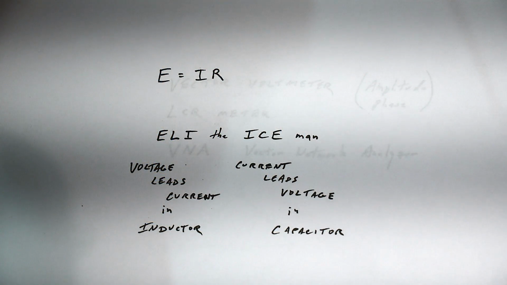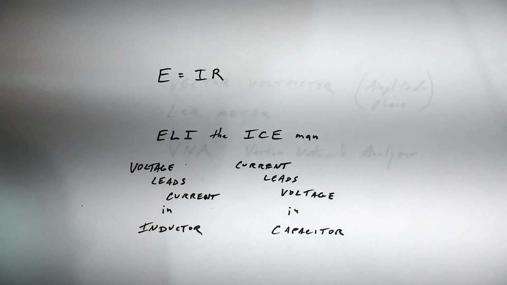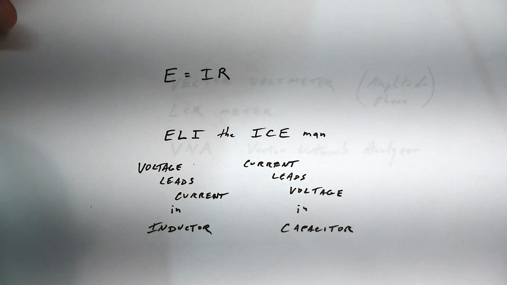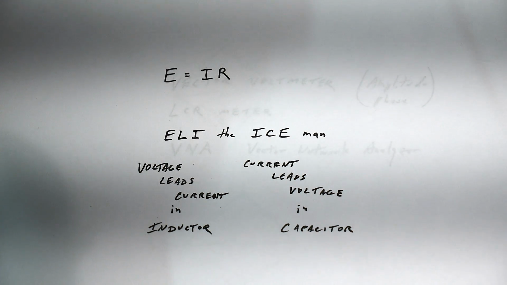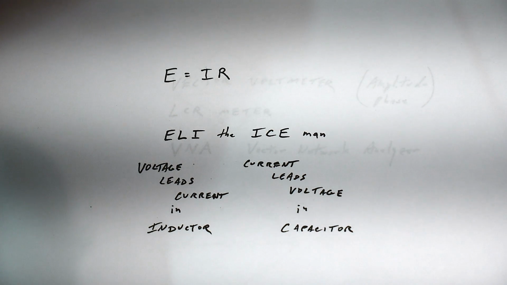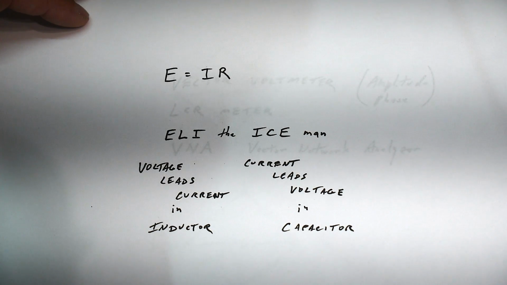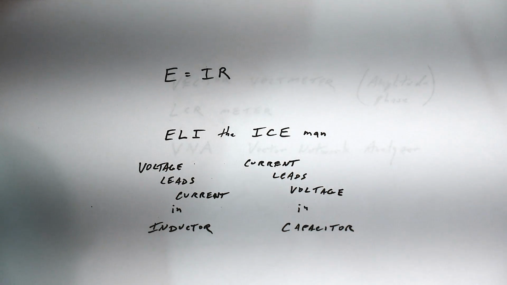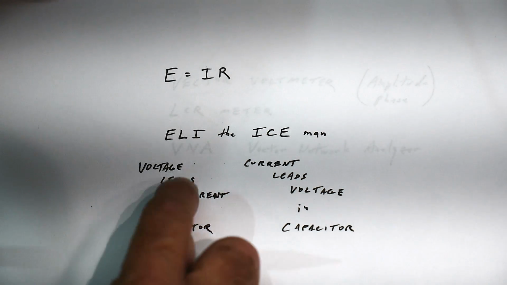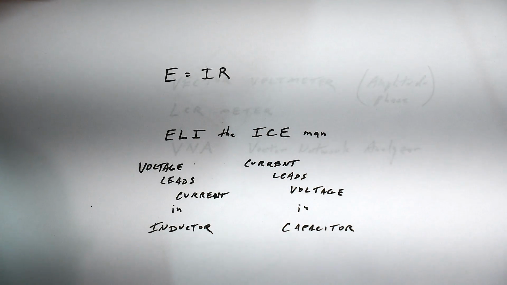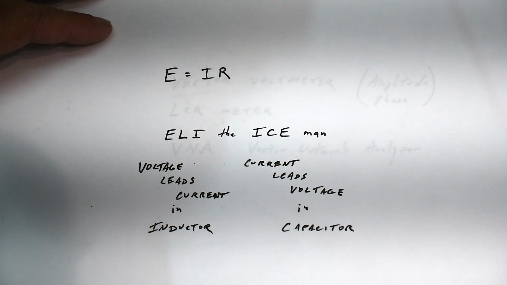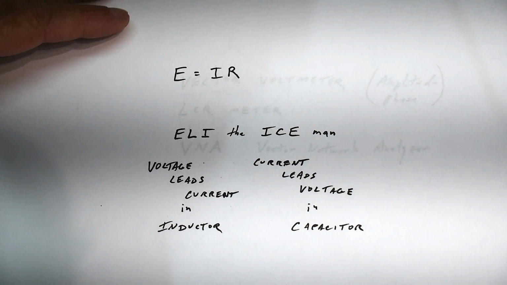All right, when I was a teenager, first learning electronics, it was because of ham radio and the ARRL radio handbook. I remember there were a couple of things I learned very early on. One was E equals IR, voltage equals current times resistance. The other one was ELI the ICEman. I think every kid remembers ELI the ICEman. I knew what it stood for. I didn't really understand it, but I knew what it stood for.